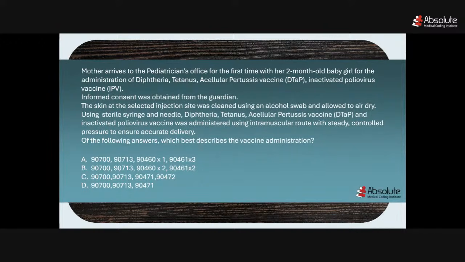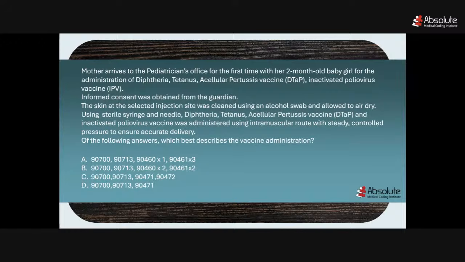Option A: 90700, 90713, 90460 times 1, 90461 times 3. Option B: 90700, 90713, 90460 times 2, 90461 times 2. Option C: 90700, 90713, 90471, 90472. Option D: 90700, 90713, 90471.